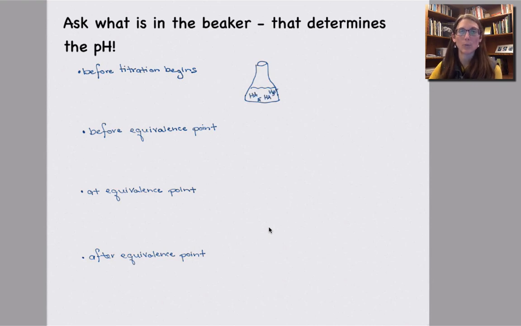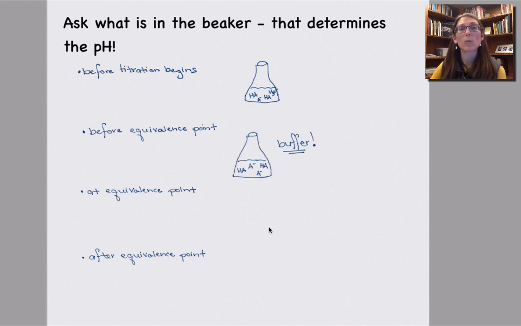Before the equivalence point, but once the titration has begun, we're going to have turned some of that weak acid into a conjugate base. So what we're going to have in the flask is a solution containing a weak acid and its conjugate base. A weak acid and its conjugate base makes a buffer.